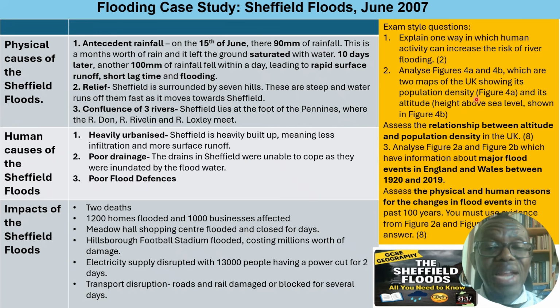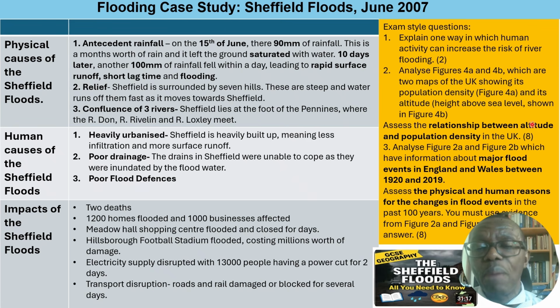So that would have an implication, obviously, on urbanization in an area. And then its altitude, so the height above sea level. So that would be in relation to the relief of places such as Sheffield, for example. And its altitude above sea level is shown in figure 4b. Assess the relationship between altitude and population density in the UK.